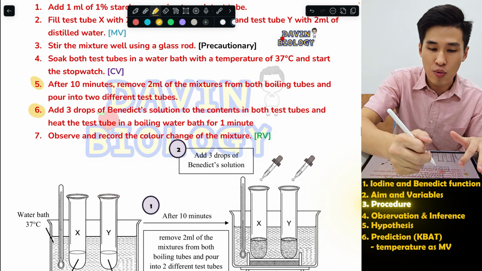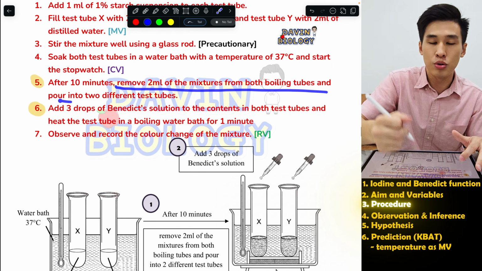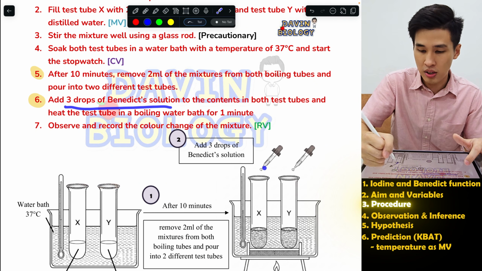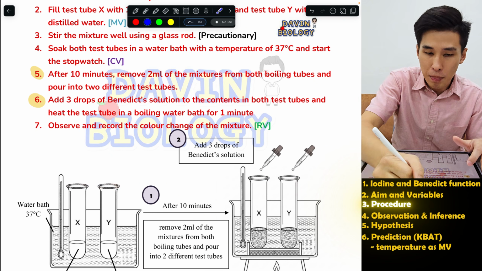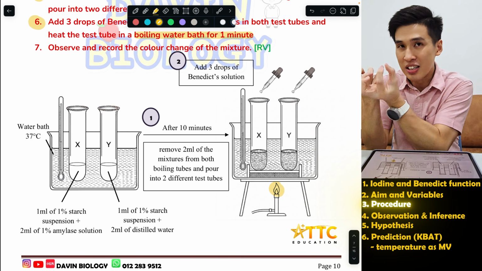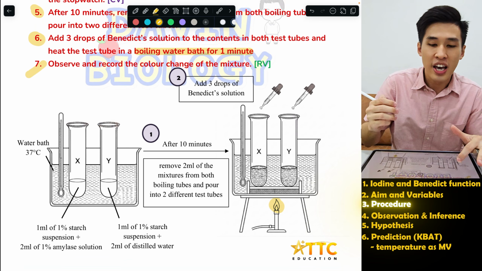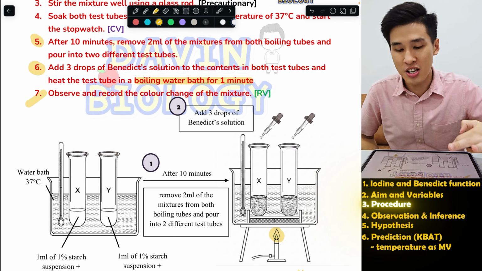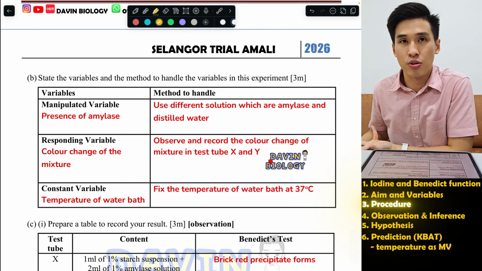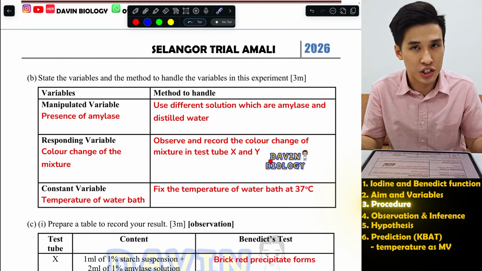So after 10 minutes, I remove 2 ml of the mixture from both boiling tubes and put it in 2 different test tubes, and then you add 3 drops of Benedict solution into here, and then place it in a boiling water bath for 1 minute. That's why you need a Bunsen burner to heat this Benedict one. Then you get the result. Then same thing, you observe and record the color change. So for Benedict's test, the variables are the same. You just use a different test on it. Because for Benedict, you also need to observe and record the color change. The color change is different.